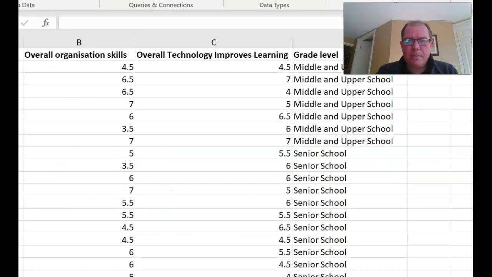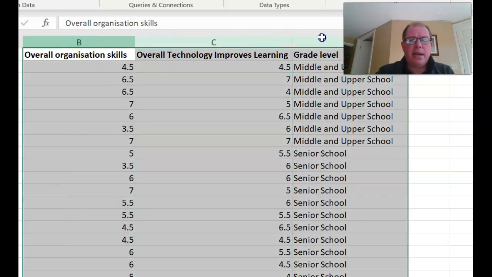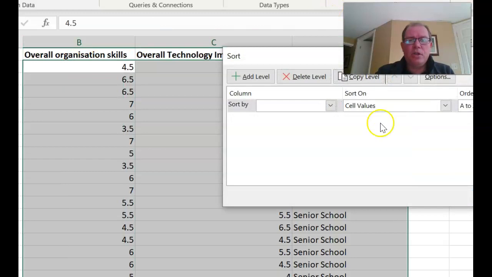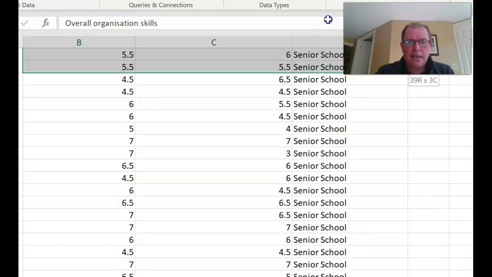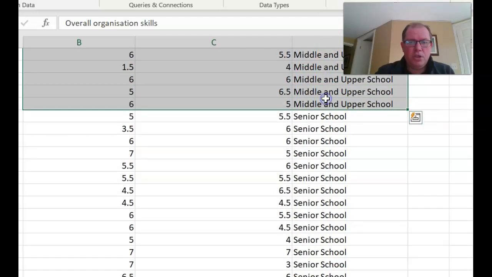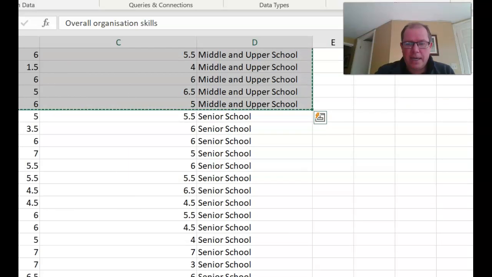So to get two separate scatterplots, I need to enter two different sets of collections of my data in Fathom. So the first thing, I'm going to organize this data really quickly. So grab those, sort it by grade level quickly. And so I get my middle and uppers all together and my seniors all together. So what I'm going to do now is copy just the middle and upper school students. So copy those people and put them into a collection in Fathom.